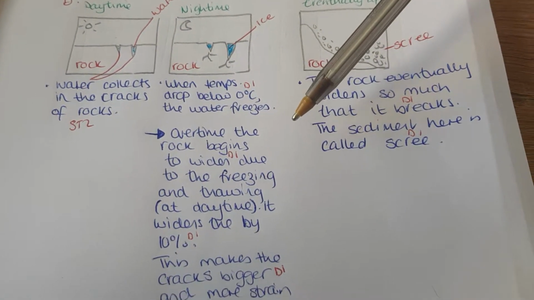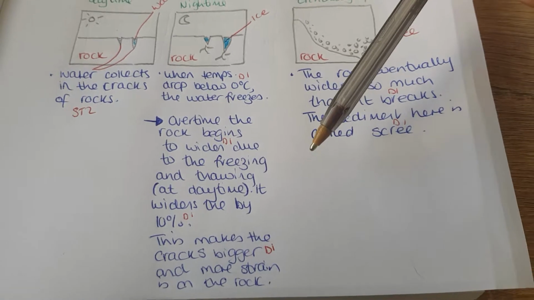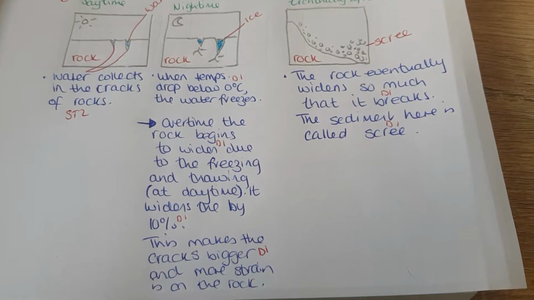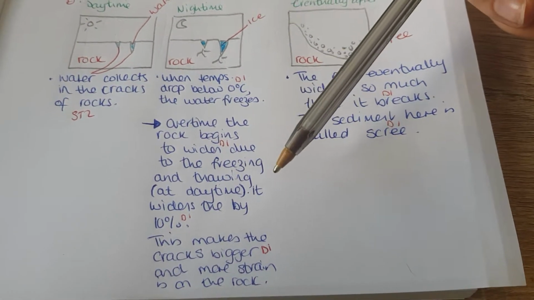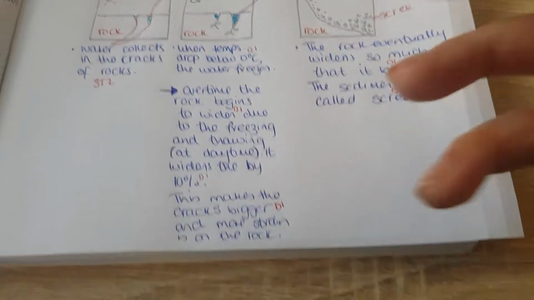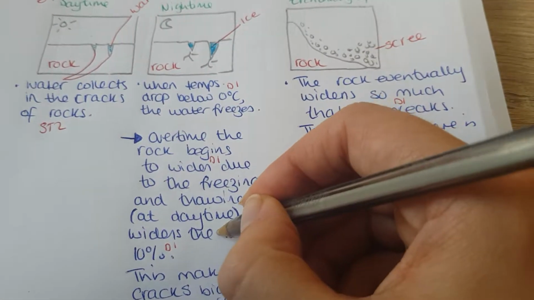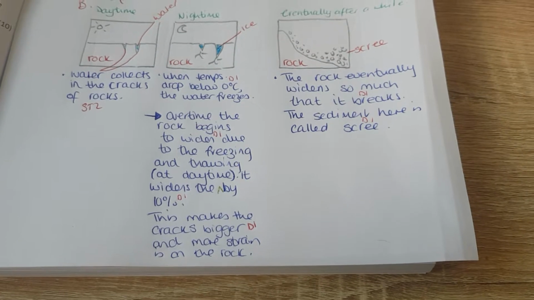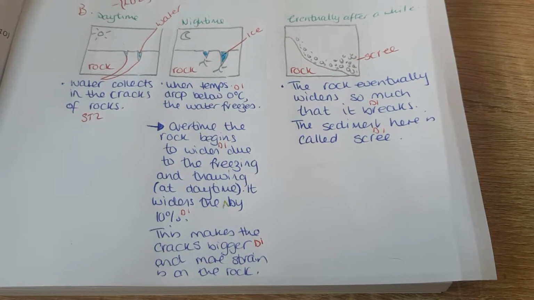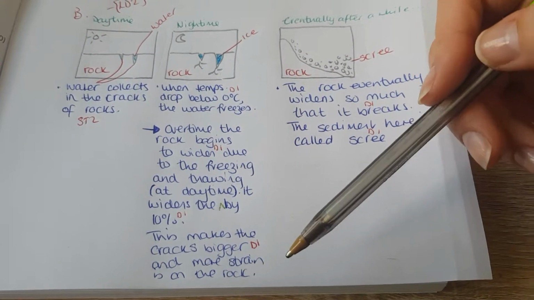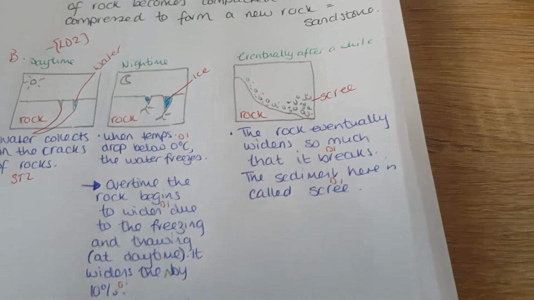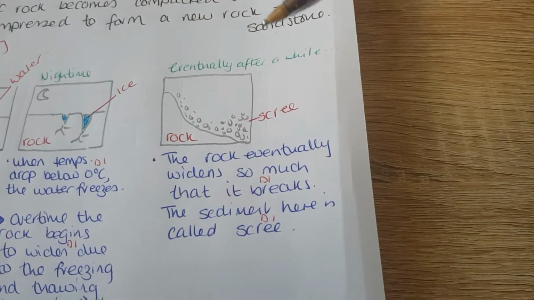Over time, the rock begins to widen due to the freezing and thawing. If it thaws, it's daytime, it's gotten warmer. It widens, that is supposed to say the rock, my bad, sorry, by 10%. This makes the cracks bigger and more strain is on the rock. So it gets wider and there is more strain in it.